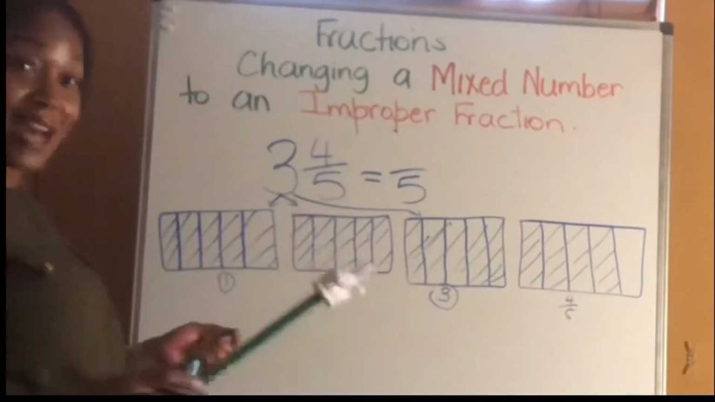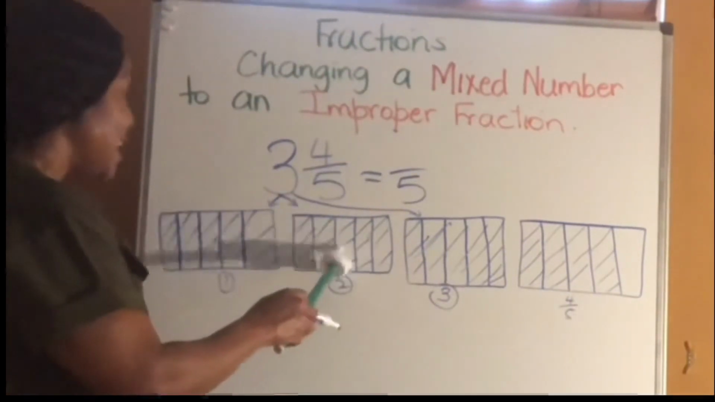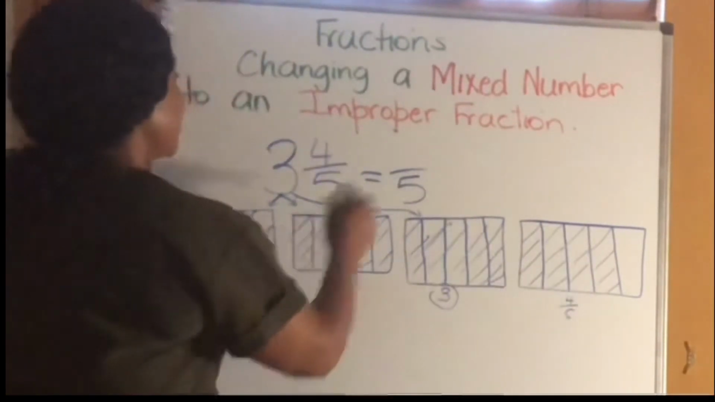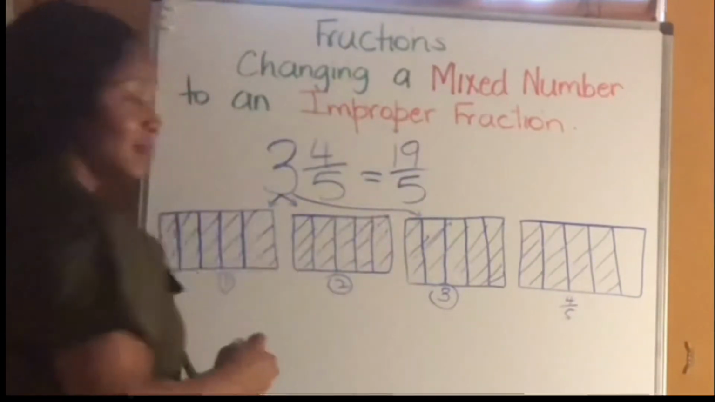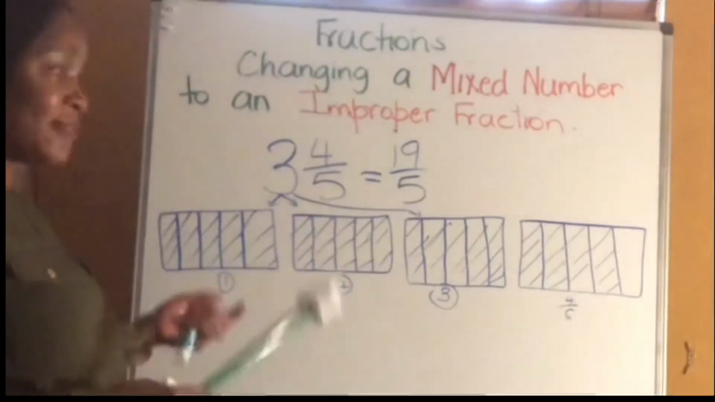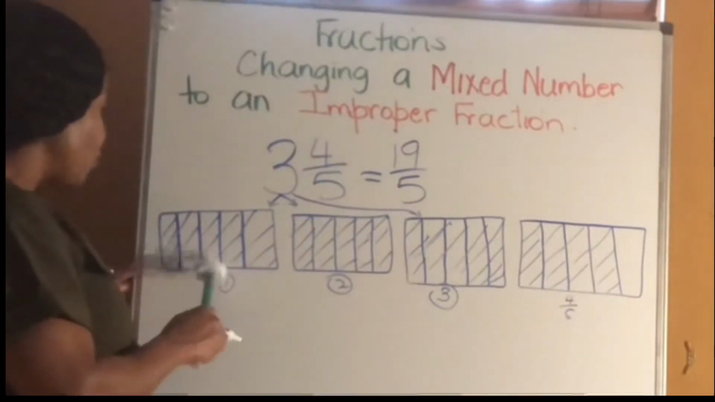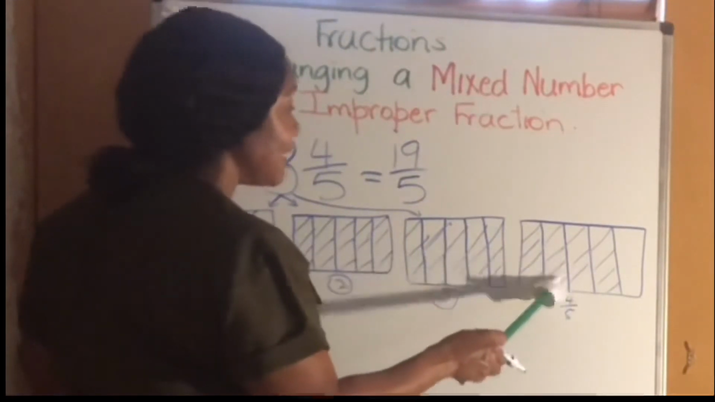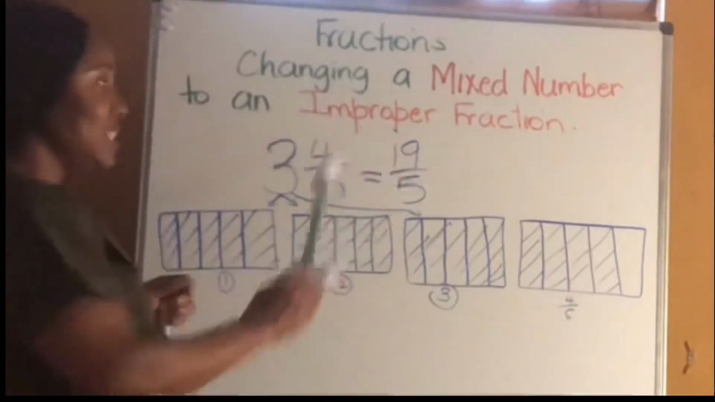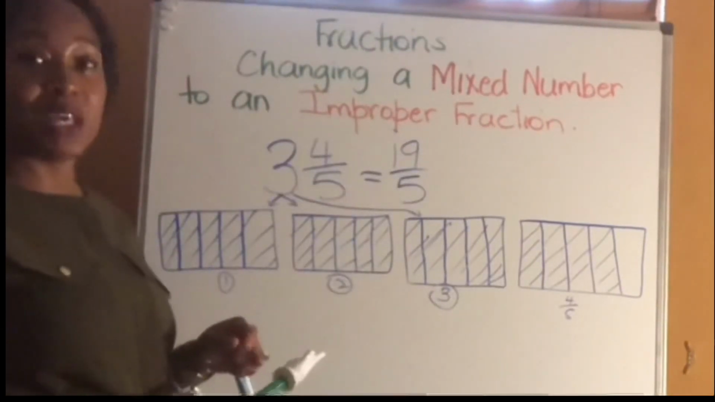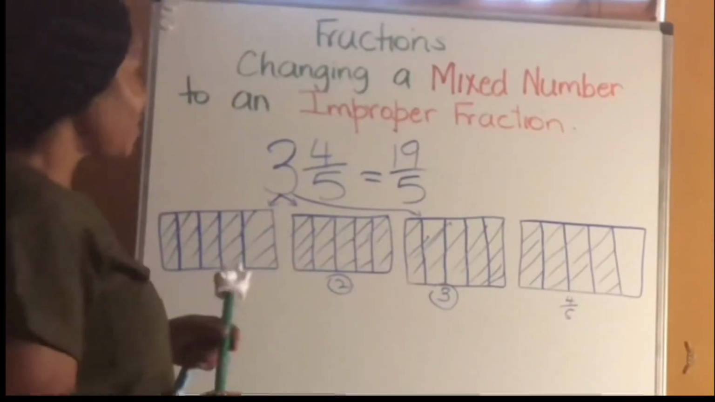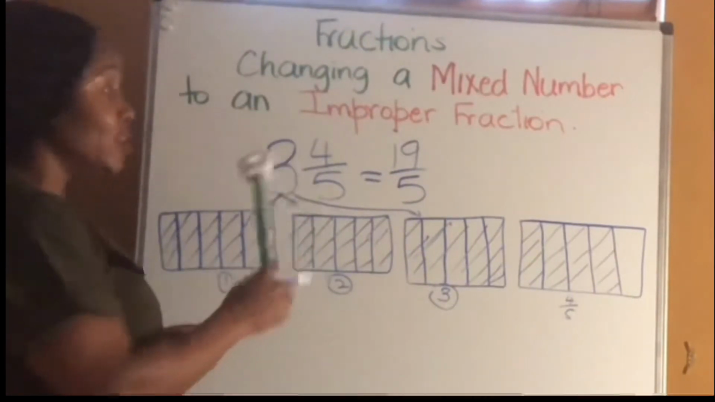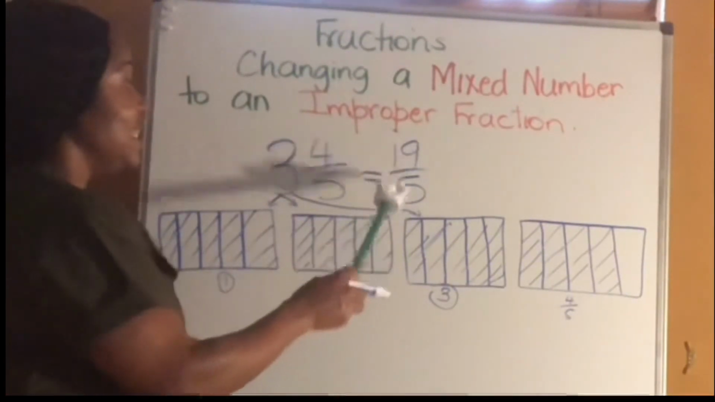If you can count by 5, it makes it easy. 5, 10, 15. Then we say 16, 17, 18, 19. Or if you are unable to count by 5, simply count them one by one. 1, 2, 3, 4, 5, 6, 7, 8, 9, 10, 11, 12, 13, 14, 15, 16, 17, 18, 19. So 19 parts out of the 5 is being considered. Now, our improper fraction, or fraction greater than 1, that is equal to 3 4/5, is 19/5.